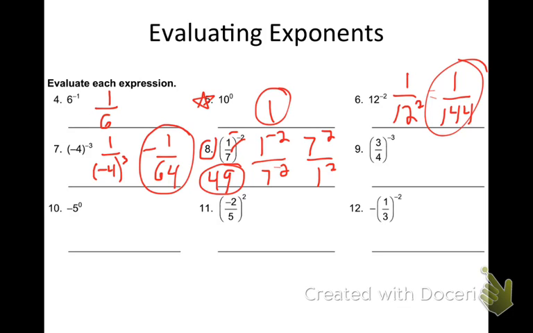All right, number 9 here. McCoolidge, what do you got for an answer? 64 over 27. Nice job. Recognize, we move the negative exponents, right? Flip them around.